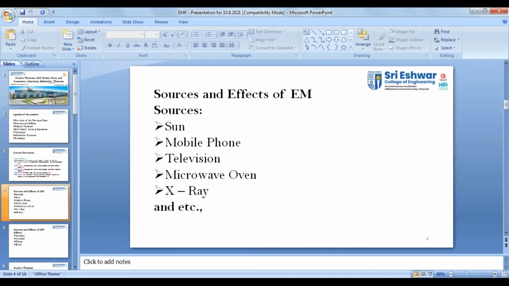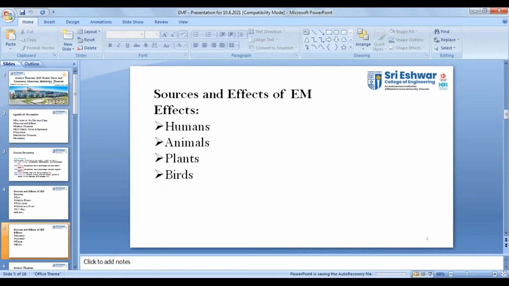Okay, thank you. So if the question is what are the different sources, the answer is the sun, then X-ray, television, mobile phone especially, then microwave oven, all these things. As far as the effects are concerned, humans, animals, plants, birds, the living organisms which get affected due to these electromagnetic radiations.